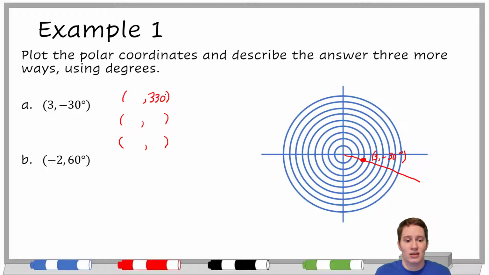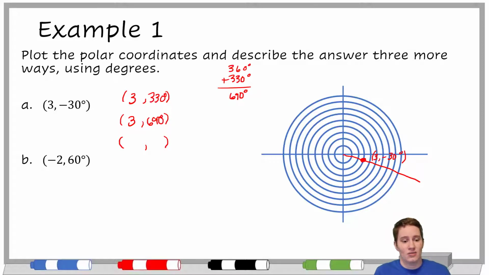So we can put 330 here, and we can still put the same 3, because if we went around to 330, we'd still need to go out 3 spaces. What are other ways we can do this? We can always add 360 to get a coterminal angle, is what they're called. That would suggest that you went all the way around the circle, that's 360, and then you went the 330 to get to 330. So that would be 360 plus 330, which is 690. That's an option, and then we'd still have the 3.